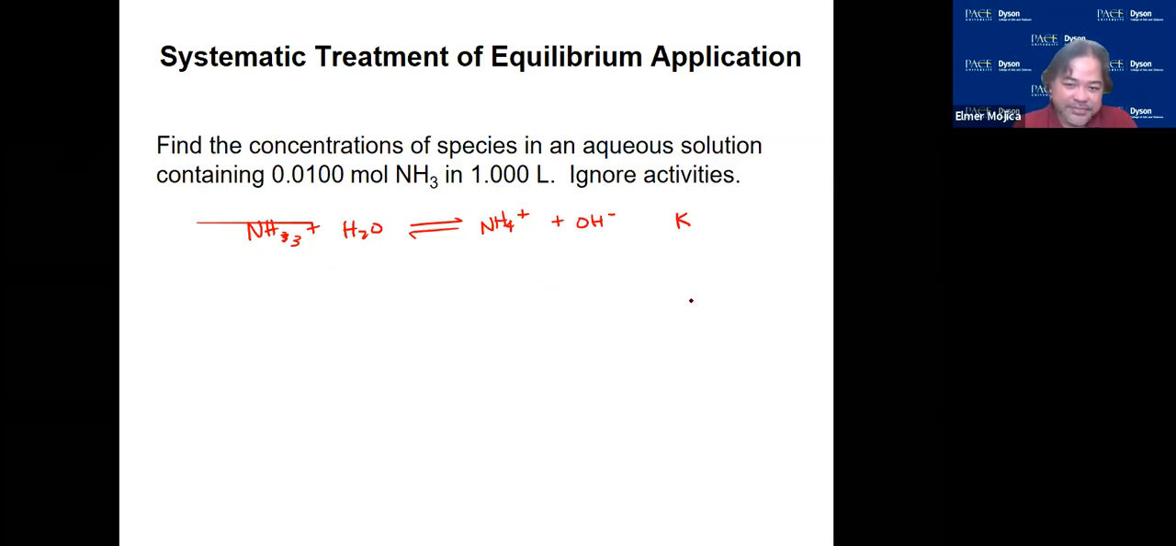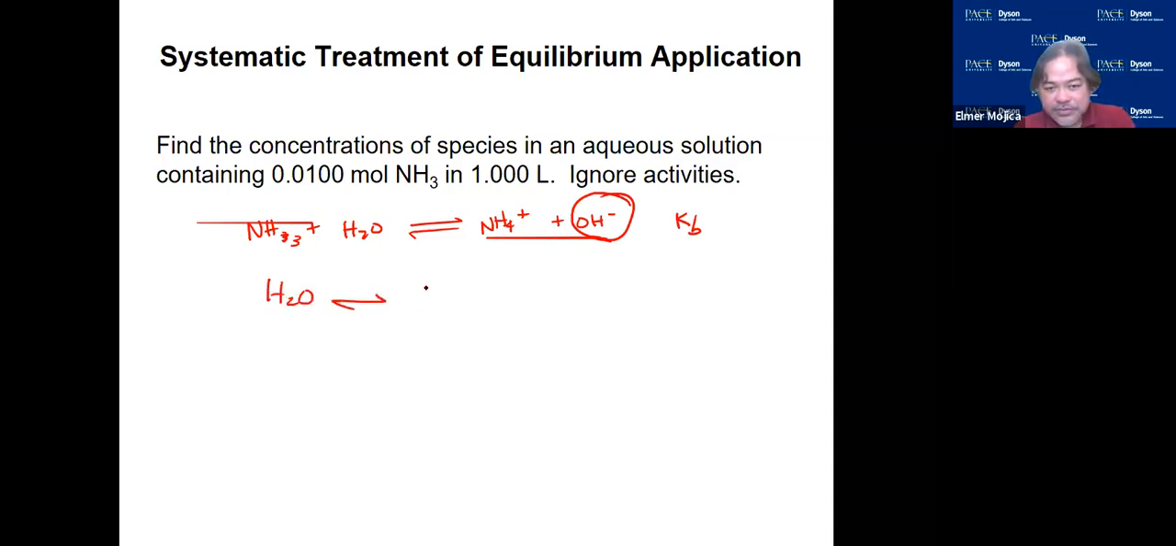That's Kb. Why is it Kb? Because you have that. That's the one that tells you it's Kb. If it's Ka, you have an H plus or H3O plus. So that's the first equilibrium that you have. The second equilibrium is just your water dissociating to give you H plus and OH minus.